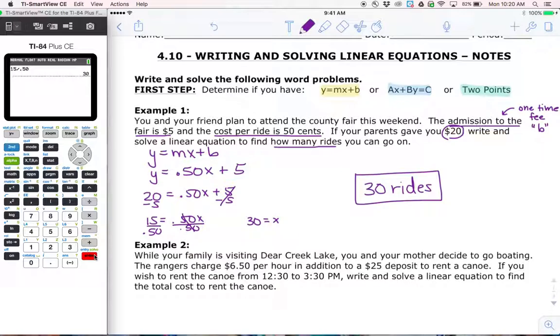Okay, hopefully you could just do this math in your head, right? Well, you got $20, $5 to get in. Okay, so now you're down to 15 bucks. If every ride is 50 cents and you have $15, then you can afford to ride 30 rides. You don't always have to actually write out a physical equation. Sometimes you can just kind of figure it out. Let's look at the next one.